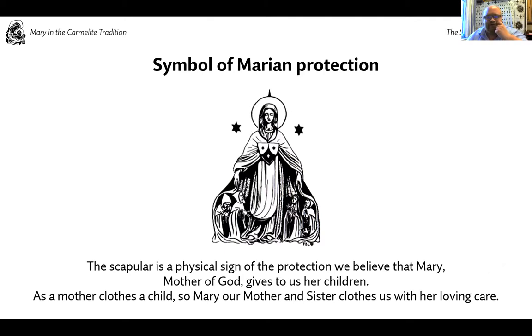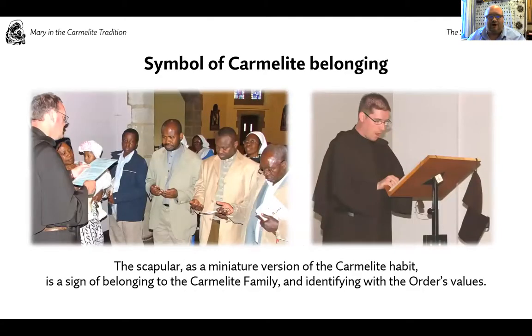As well as being a symbol of Marian protection, the scapular is a symbol of Carmelite belonging because it's a miniature version of the habit, a sign of belonging to the Carmelite family and identifying with the order's values. So this is a scene from the Carmelite Priory at Aylesford in the south of England, and these gentlemen are being enrolled in the Carmelite scapular by Father Francis here, and this is Father Jed talking about the scapular devotion. So it's very much our family uniform, if you like.